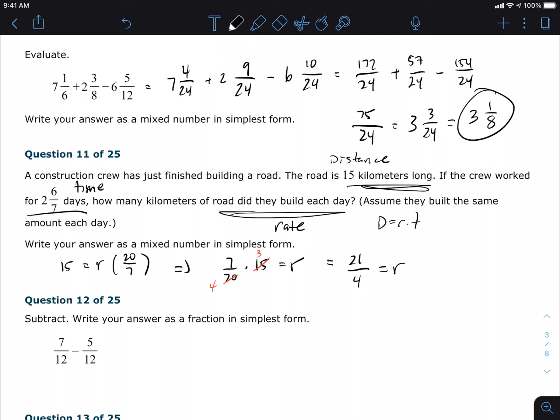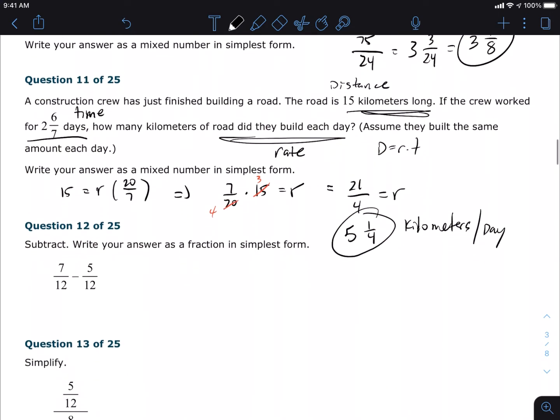Or if I do it as a mixed number, it will be 5 1/4, right? So 5 1/4 kilometers per day. We're good?